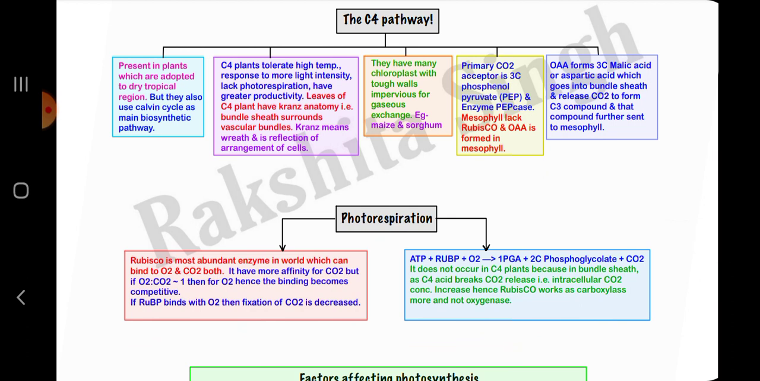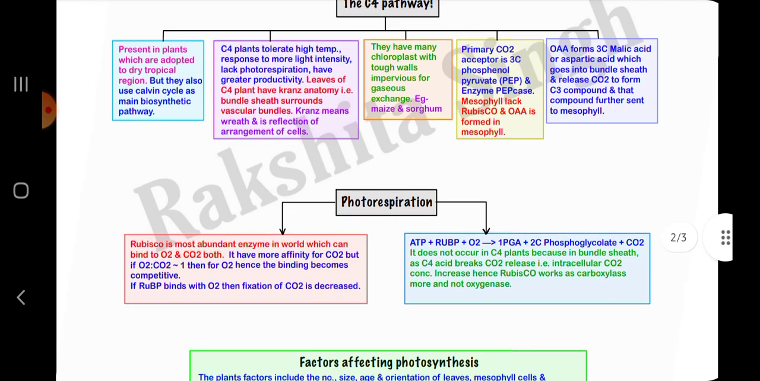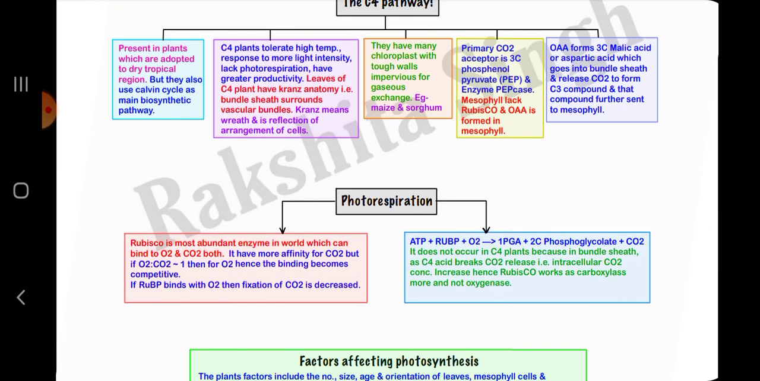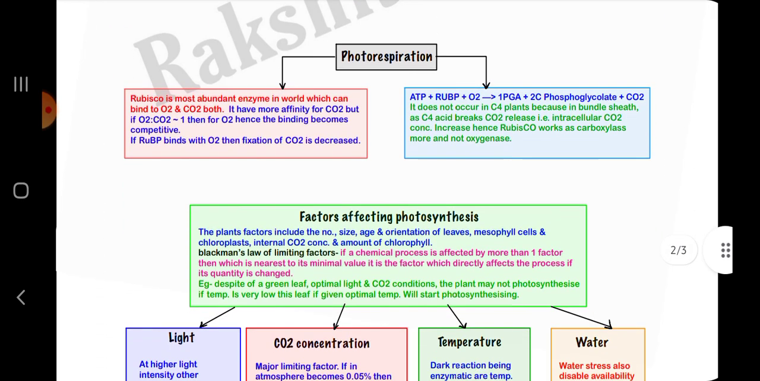Leaves of C4 plants have Kranz anatomy, that is, the bundle sheath surrounds the vascular bundle. Kranz means wreath, and it reflects the arrangement of the cells. They have many chloroplasts with thick walls impervious to gaseous exchange. Mesophyll lacks rubisco, and OAA is formed in the mesophyll. Then OAA forms 3C malic acid or aspartic acid, which goes into the bundle sheath and releases CO2 to form C3 compounds, and that compound is further sent to the mesophyll.